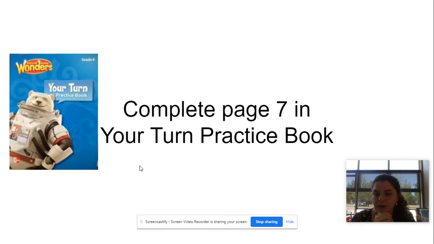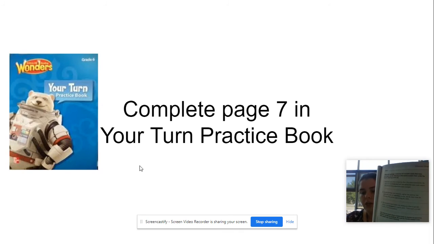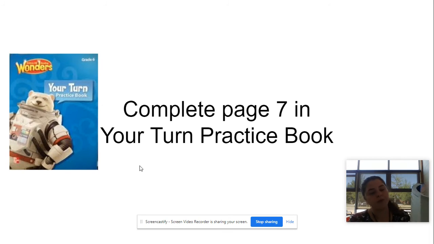Okay, so your next step in your Turn practice book right here, you are going to look at page 7. So I'm going to flip to that page. And on this page, you have directions that say read each passage, underline the context clues that help you figure out the meaning of the word in bold. Then write the word's meaning on the line.